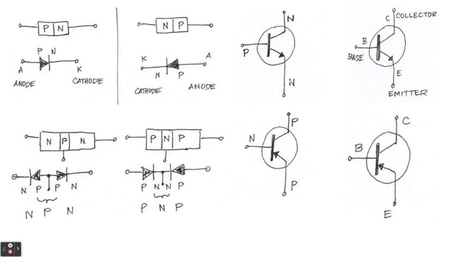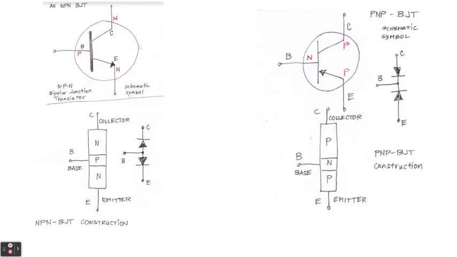This is the NPN BJT. BJT stands for bipolar junction transistor. So this N-type, P-type, and N-type are called the collector, base, and emitter. Here we have the PNP type, and this is called collector also, base, and emitter. You will notice the arrow is pointing outward in the NPN, and the arrowhead here is pointing inward in the PNP symbol.